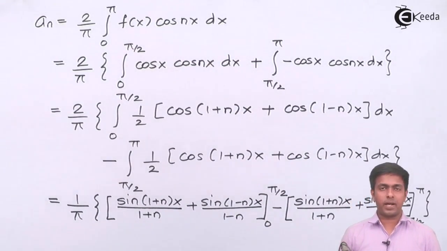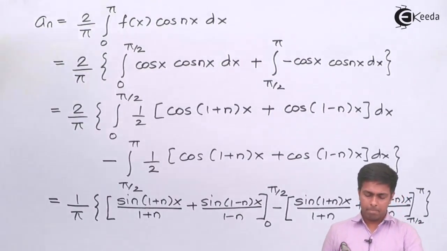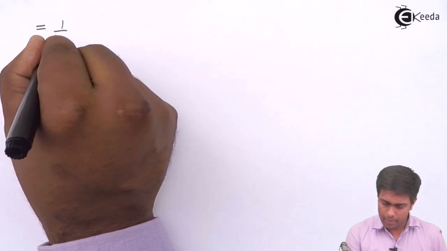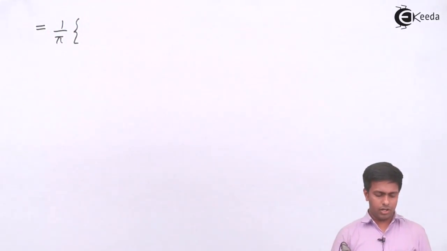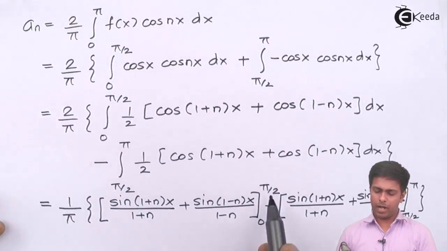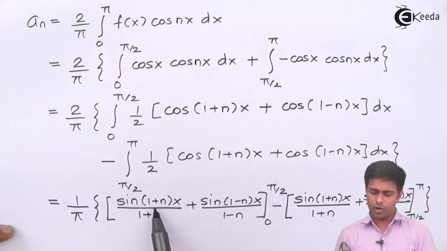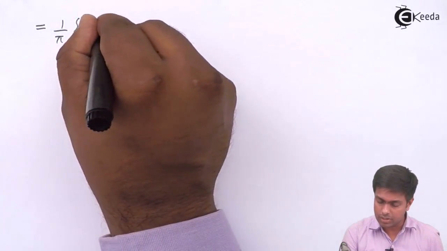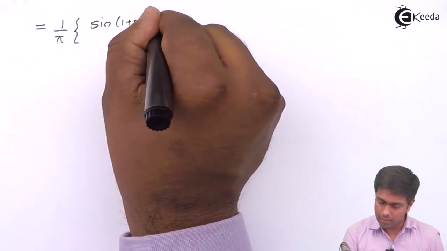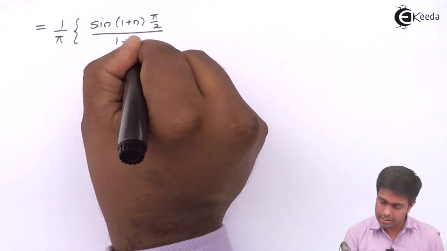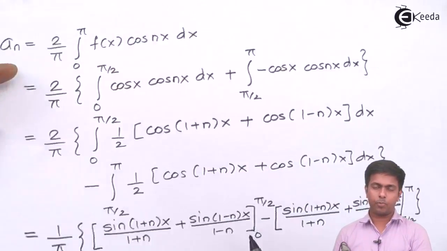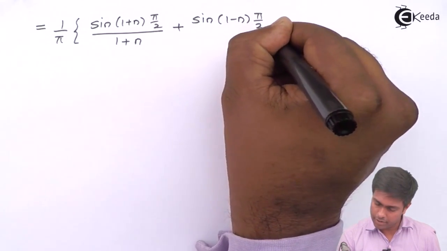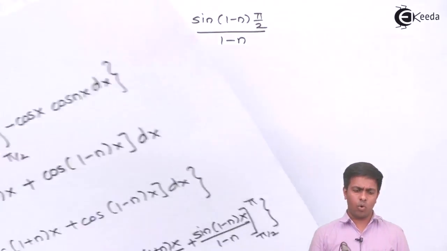Now guys, let's put the upper and lower limit and evaluate the function. So it is equal to 1 by pi, and here when we put this pi by 2, we'll get sine of (1 plus n) pi by 2 upon 1 plus n. Next, plus, if I put here, I'll get sine of (1 minus n) into pi by 2 upon 1 minus n. So this is what we get for the upper limit.